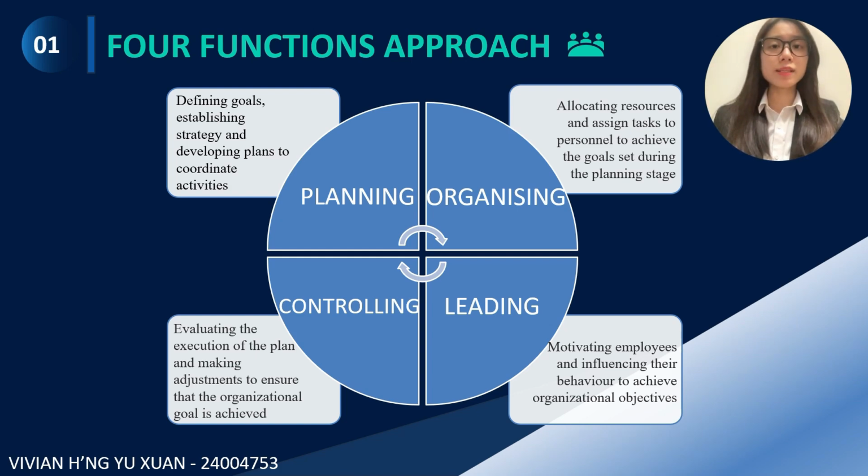In the third function, leading, it consists of motivating employees and influencing their behavior to achieve organizational objectives. It focuses on managing people, such as individual employees, teams, and groups. Last, controlling is the process of evaluating the execution of the plan and making adjustments to ensure that the organizational goal is achieved. For example, managers monitor employees and evaluate the quality of their work, giving employees feedback and suggestions for improvement.